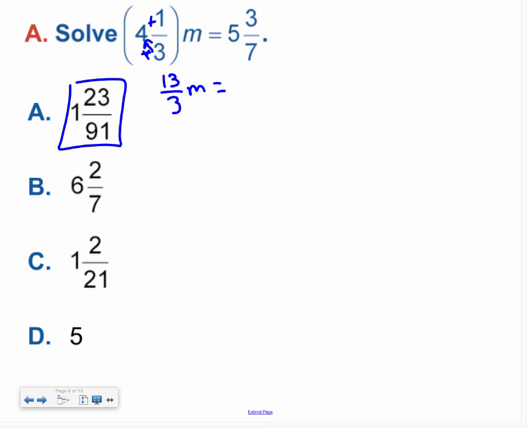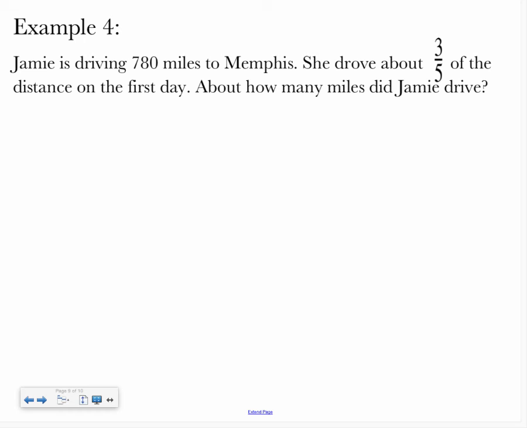If you have any questions about that, please be sure to let me know. I'd be happy to help. Let's look at our last example together and see how you do. Jamie is driving 780 miles to Memphis. She drove about 3/5 of the distance on the first day. About how many miles did Jamie drive?